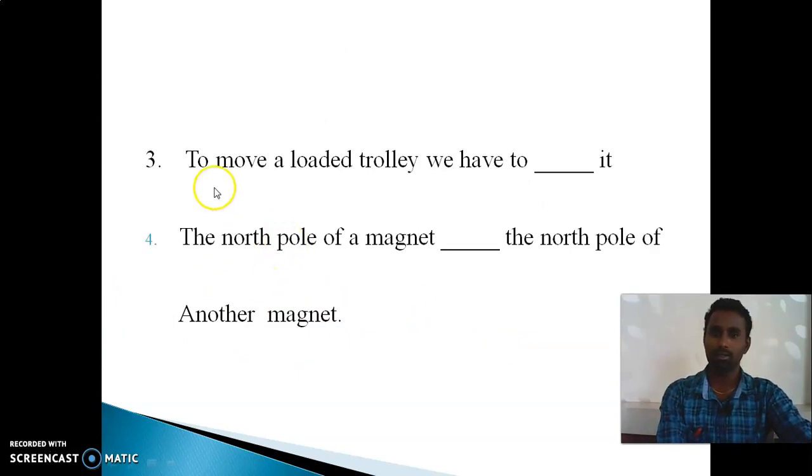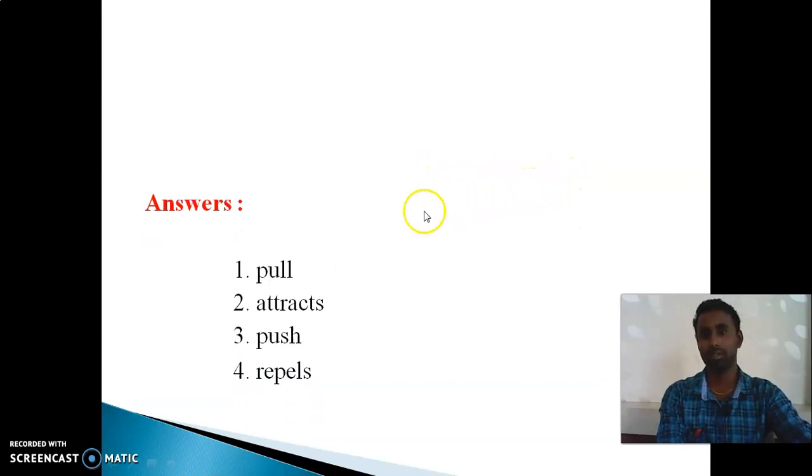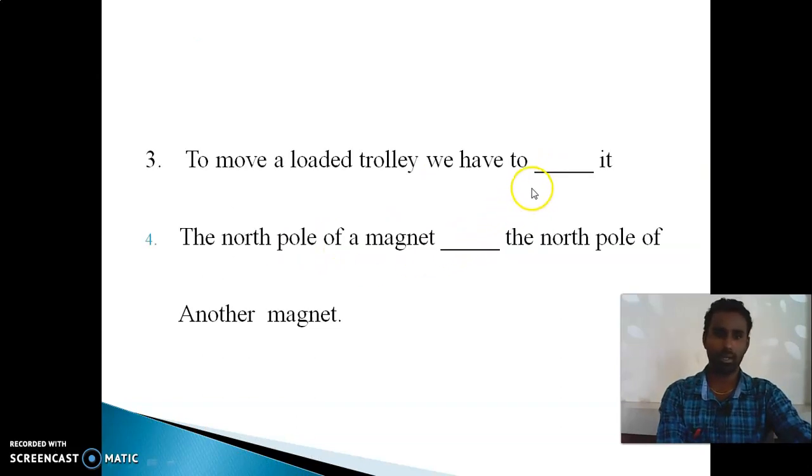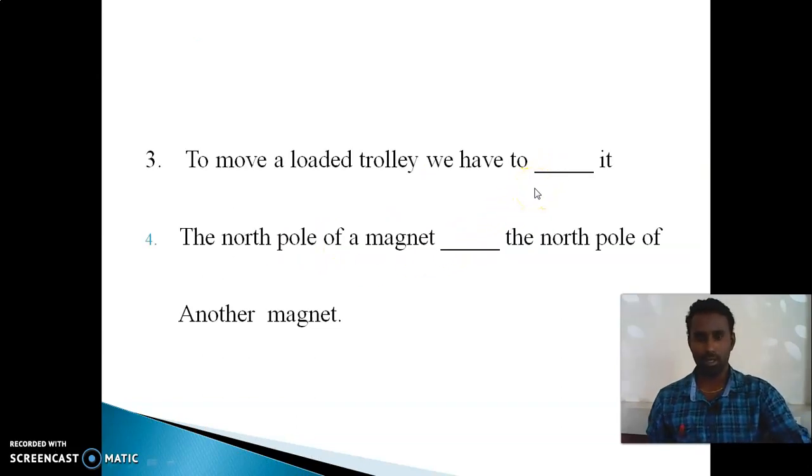Third one, to move a loaded trolley, we have to push it. If it is a loaded trolley, we have to apply force, then only it can move.